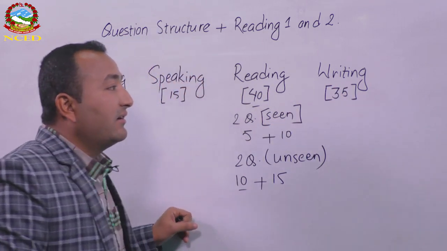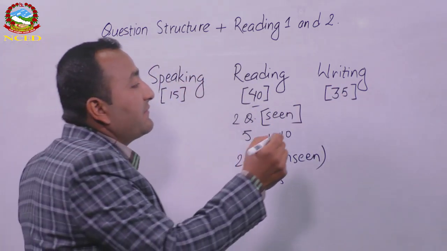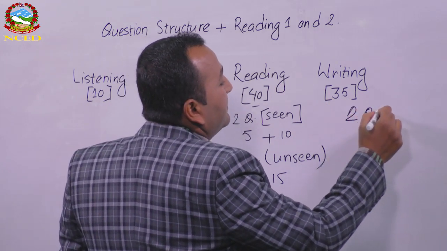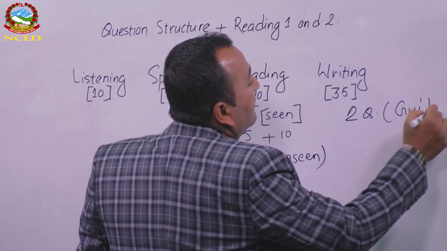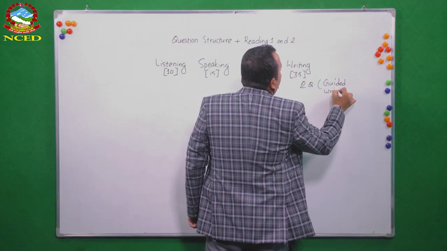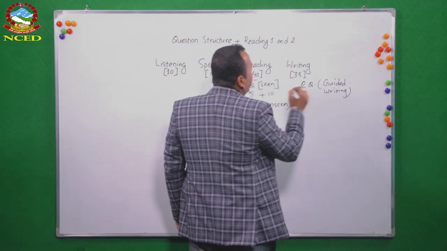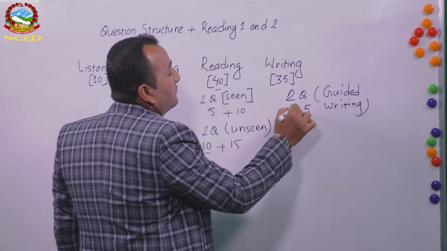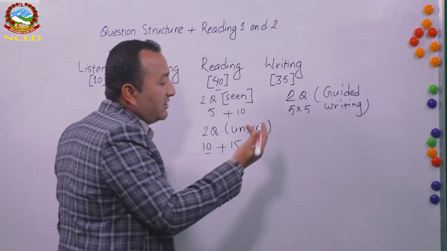Now from writing, how many questions will there be? The 2 questions will be for 5 marks. Two questions, especially, they are called guided writing. From guided writing, 2 questions, meaning 5 marks each. 5 plus 5.